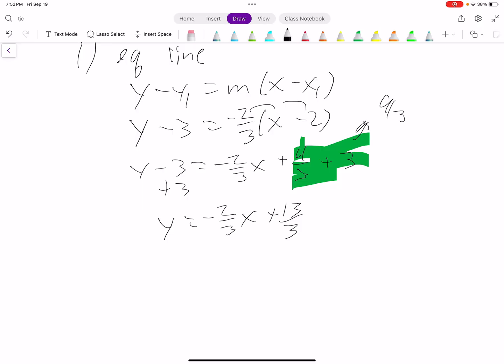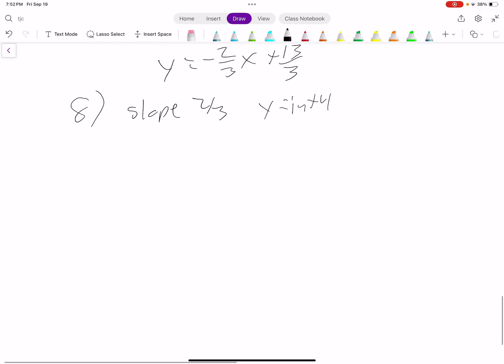Okay. Next question is number 8. Give the equation of the line given a slope of 2/3 and a y-intercept of 4. This is all about, you remember this equation here, y equals mx plus b. If you do, you just plug it in. Y equals 2/3 x plus 4, and we're done.